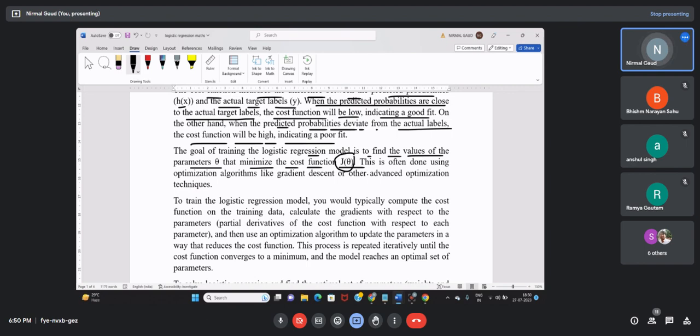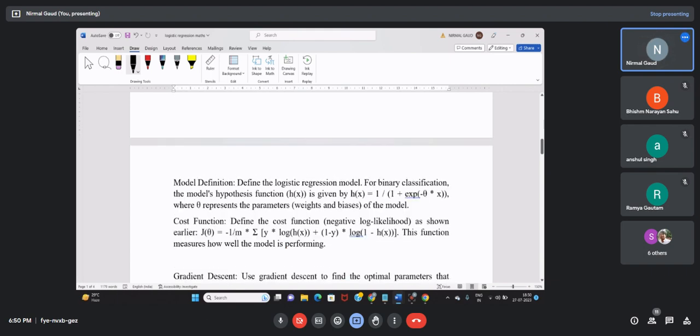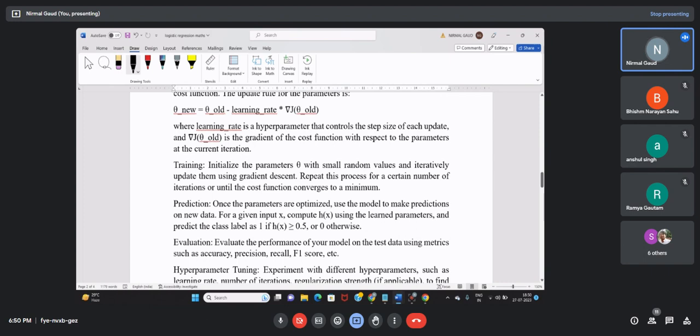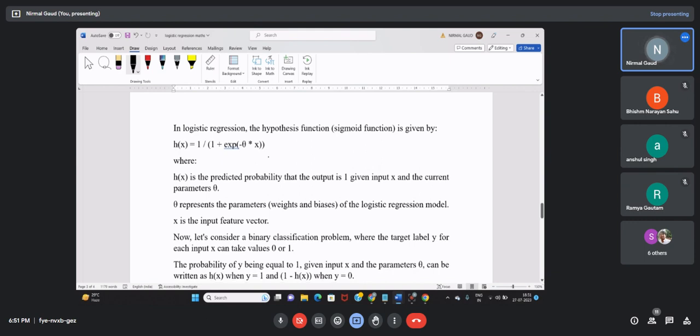Okay, so how can we do this? Let me talk further. Let's talk about the equation first. How did we get that particular formula? Let's get started. In logistic regression, the hypothesis function or the sigmoid function is given by h(x) = 1 upon 1 plus e to the power minus theta x.